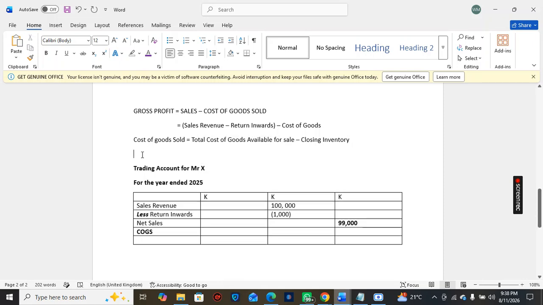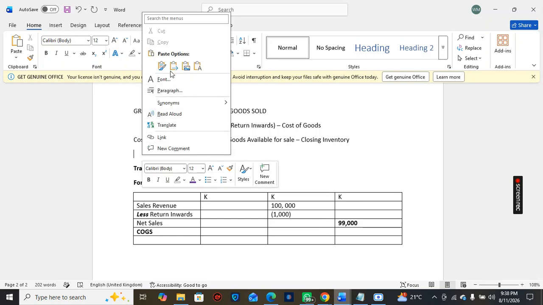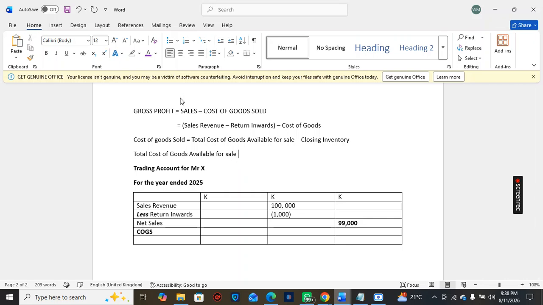So the total cost of goods available for sale is opening inventory, the goods that you started with, plus purchases, the goods that you brought in. The cement that we started with that year and all the cement that we bought that year, so that we have the total value of all the cement in our container. Now purchases is going to need some adjustments.